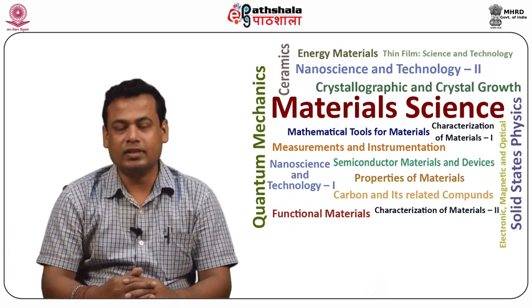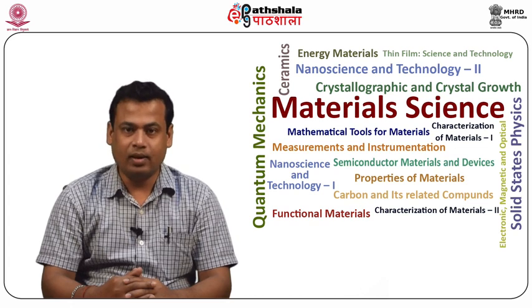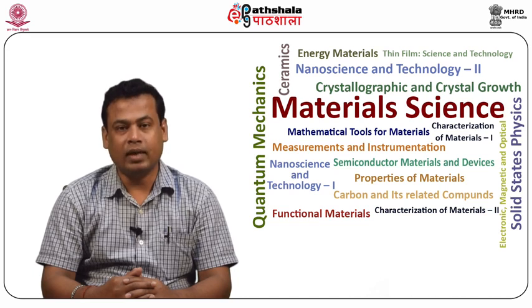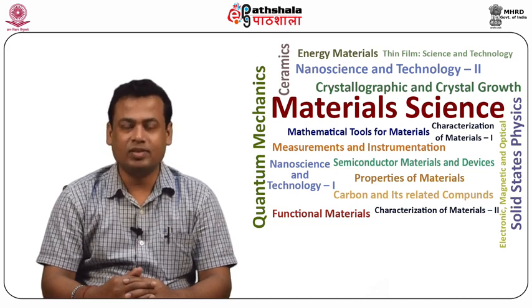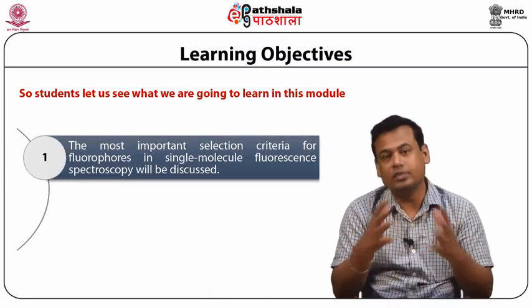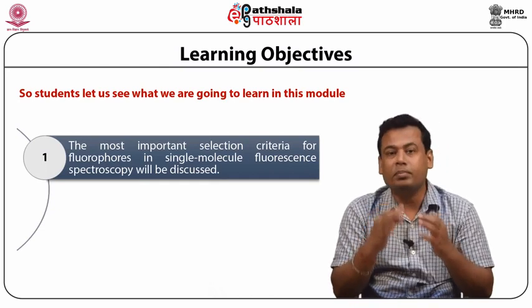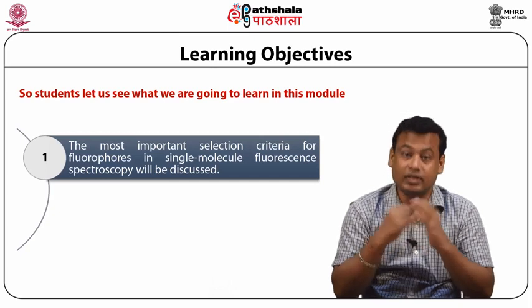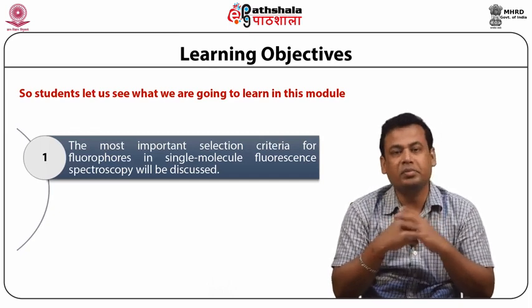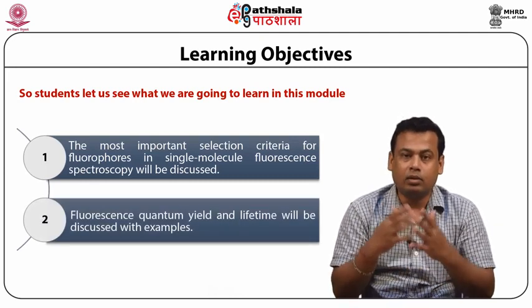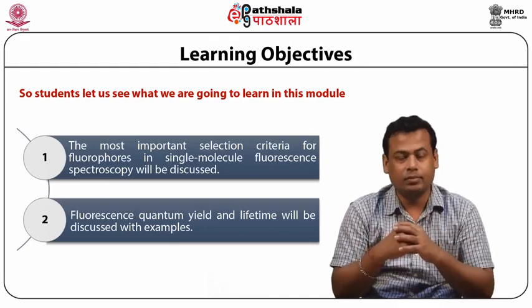Today we are going to discuss fluorescence quantum yield and lifetime under the paper titled Characterization of Materials 2. So students, let us see what we are going to learn in this module. The most important selection criteria for fluorophores in single molecule fluorescence spectroscopy will be discussed. Fluorescence quantum yield and lifetime will be discussed with examples.